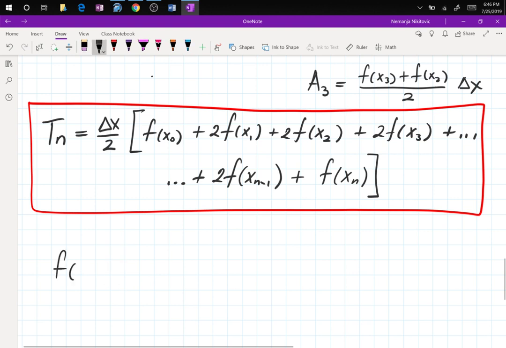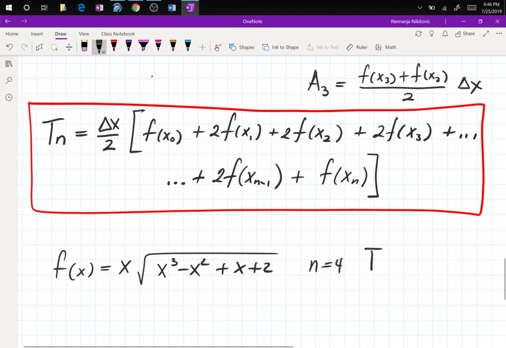So your f of x is equal to x square root of x cubed minus x squared plus x plus 2. We are using 4 rectangles. We are using trapezoid rule. We are on 1 to 5. You make your partition. First number is 1, then 2, then 3, then 4, and then 5. So partition will have 5 numbers.